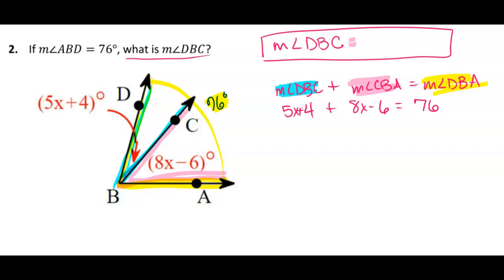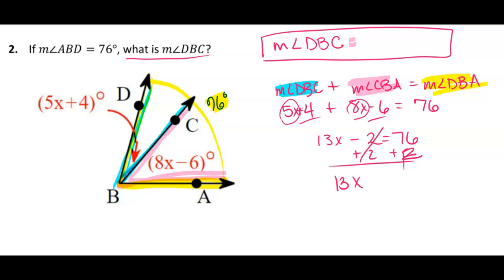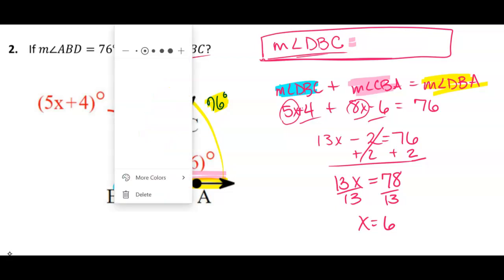So we first have to solve for x in order for us to find the measure. So when we combine like terms, we get 13x, and then a plus 4 and a negative 6, we get negative 2. We're going to add 2, and we get 13x is equal to 78. Now we're going to divide by 13, and x is equal to 6. Now notice how we haven't answered our question yet. That x is going to help us find our answer.